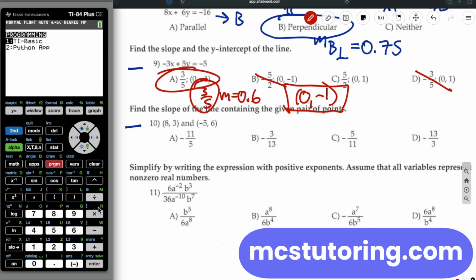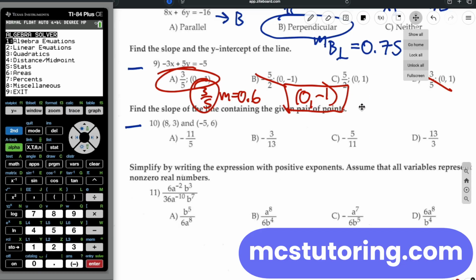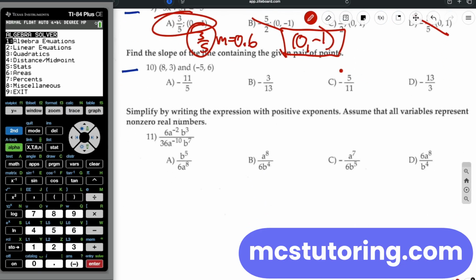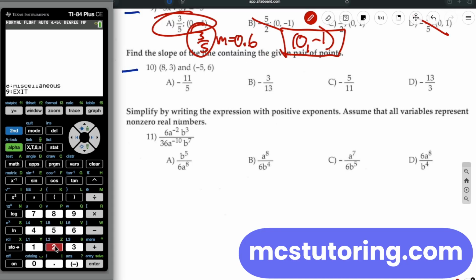I'm going to go back to the program, TI basic, algebra solve. Sorry I keep jumping in and out of the program. I'll add that functionality at a later date. Find the slope of the line containing the given pair of points. Linear equations again. Probably by Thanksgiving, I will have a separate standalone linear equation program, probably for like $20. And again, if you look for discounts, you will find them. You can save 10, 20, 30% on the programs.